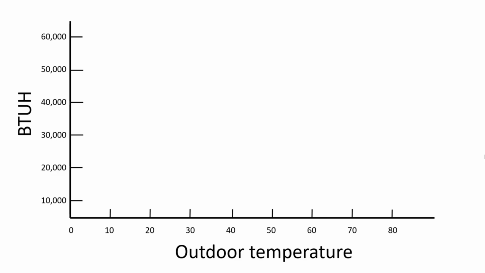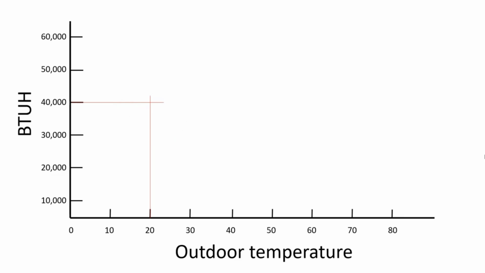First, we need to do a heat loss calculation for the house. Here in Seattle, we use a delta T of 50. So we're looking at an outdoor temperature of 20. So we're going to draw a line straight up from 20 degrees. And we've calculated the heat loss on this house. We're going to say 40,000 BTUs per hour when it is 20 degrees outside.